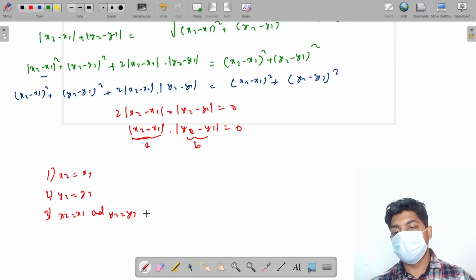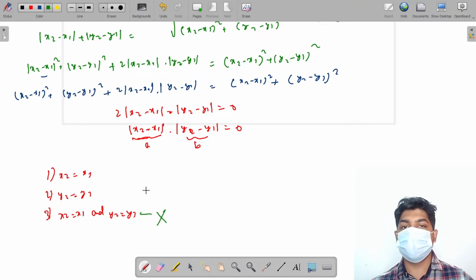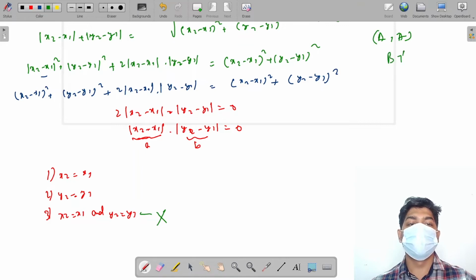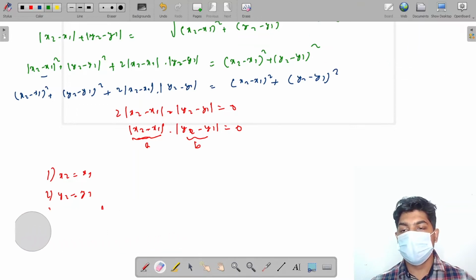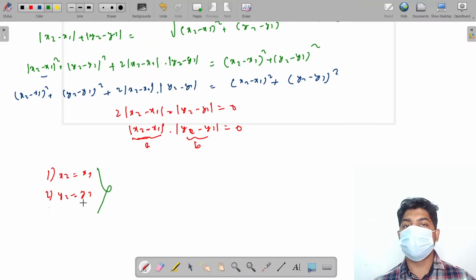Okay, but we don't want this condition. Why do we have to avoid it? I have told you that we do not consider a with itself, b with itself. So to avoid this condition, we will discard the third point. So for 2 points to have the same Euclidean distance and Manhattan distance, either x2 equals x1 or y2 equals y1. If this condition is satisfied, then for these two points the Euclidean distance and Manhattan distance would be same, so we can count these.